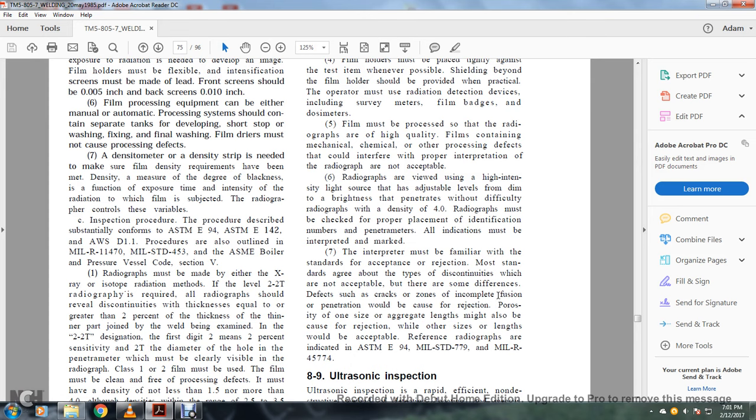Defects such as cracks or zones of incomplete fusion or penetration are cause for rejection. Porosity of a certain size or aggregated lengths might also be cause for rejection, while other sizes or lengths could be acceptable. Refer to the radiographs indicated in ASTM E94, Military Standard 779, and MIL-R-45774.